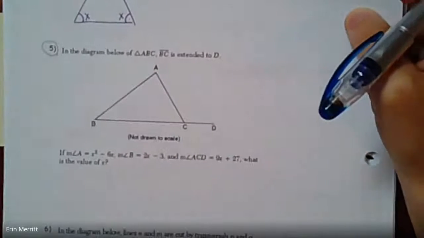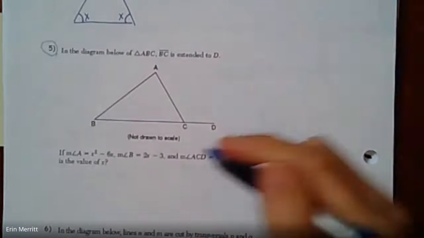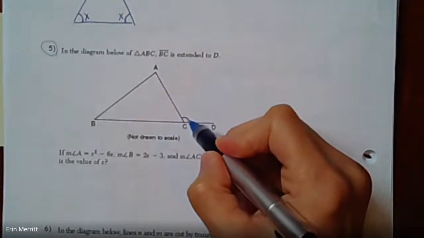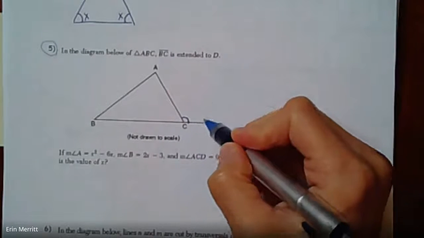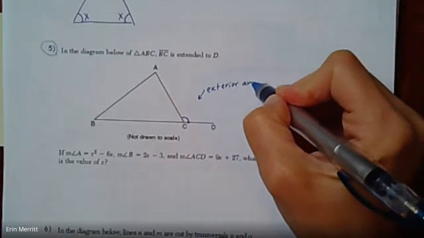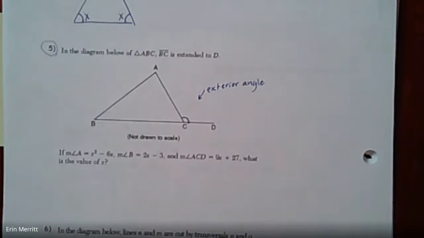Number 5, I want to get started on this one. It says in the diagram you have triangle ABC and side BC is extended to D. So the fact that you know it's a straight line means that this is an exterior angle out here. And we know something about exterior angles when you relate them to the remote interior angles.